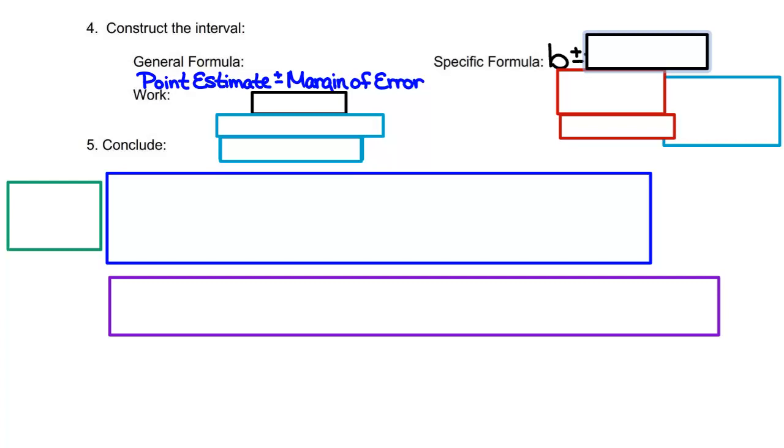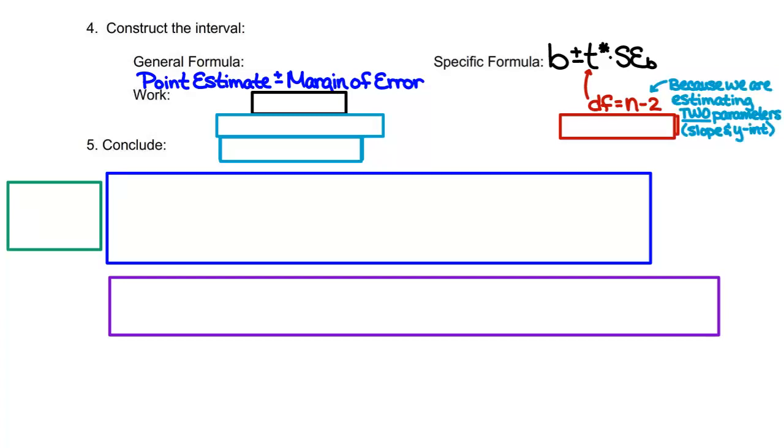The reason we use t is because we are estimating two different parameters here. We're going to use degrees of freedom n minus 2. We are estimating the slope and the y-intercept. So how many degrees of freedom would we have for this particular situation? 28.